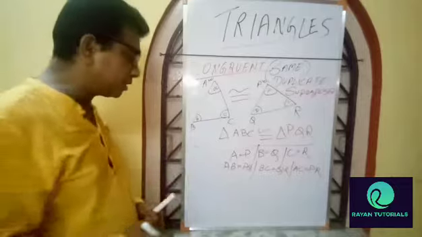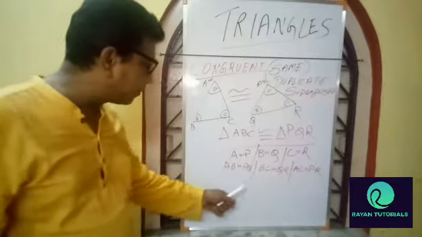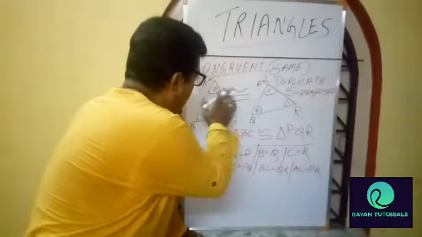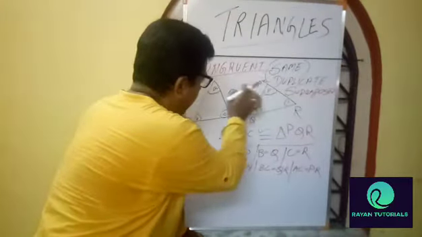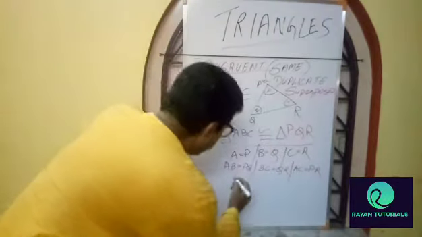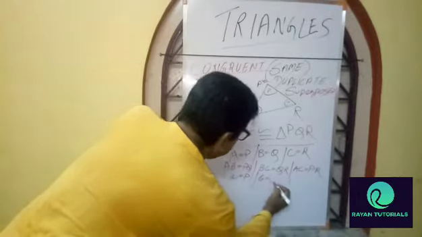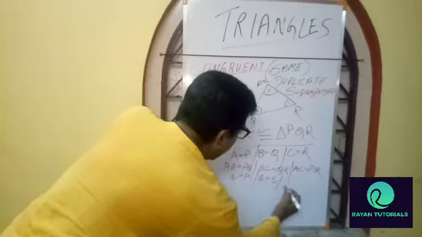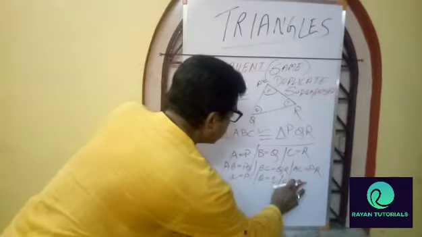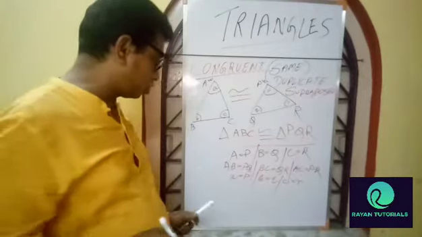So a triangle has three parts. Vertices, I already did: A, B, C. Arms: AB, BC, CA. What else? Angles. So I take out this triangle and put it here. A will be superposed on P, means A will be on P. That means angle A will be equal to angle P, B will be equal to Q, and C will be equal to R. Did you get me or not?